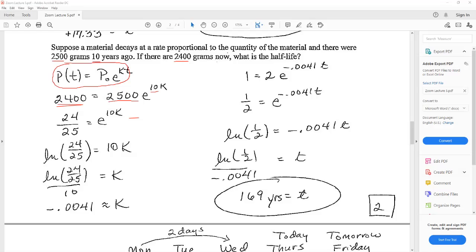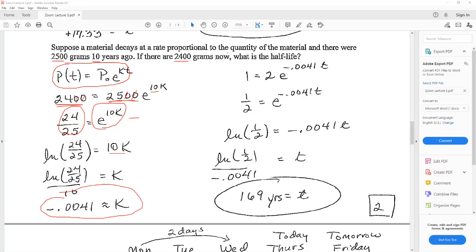We know that it takes 10 years to go from 2,500 down to 2,400, and I decided to go ahead and divide both sides by 100. That removes the zeros on both sides. And then I divided by 25. So that left me with 24 over 25 is equal to e to the power of 10k. I introduced a natural log on both sides, which leaves me 10k on the right side. And on the left side, I have the natural log of 24 over 25. To get k by itself, I divide both sides by 10. And I realize that k is approximately negative 0.0041.